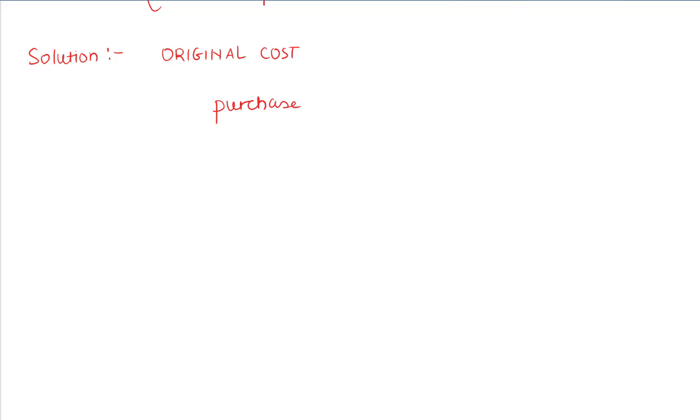Original cost. So just write purchase price of machine. Purchase price is 1 lakh. Now students, you should understand one thing, that excise duty at the rate 12.5% and VAT at the rate 4% are recoverable duties. These duties are recoverable in nature and that is why they will not form a part of original cost. So purchase price is 1 lakh.